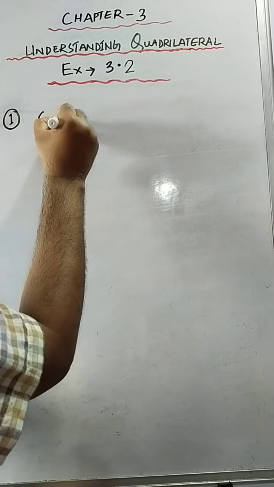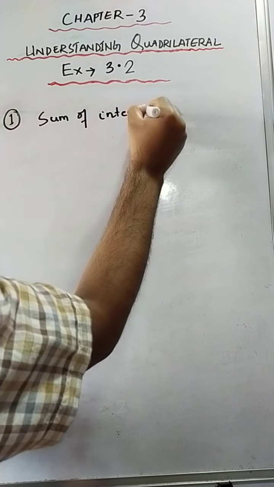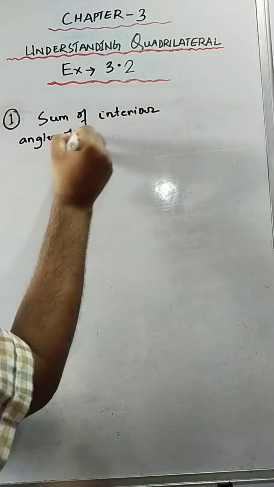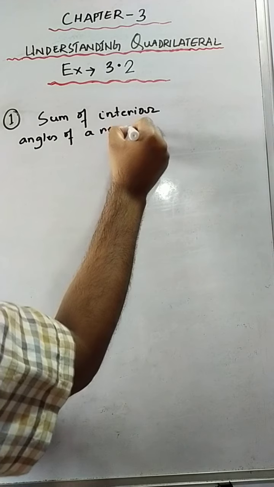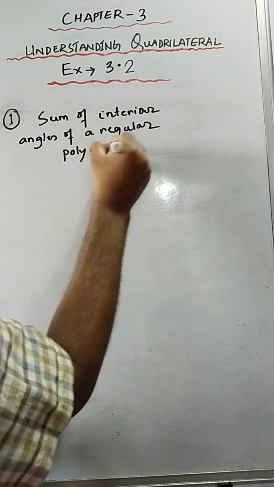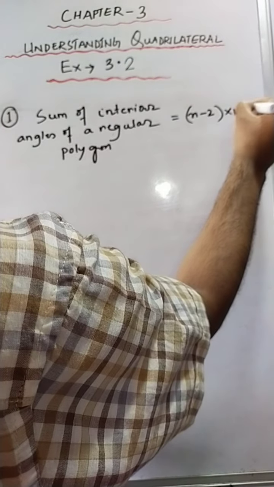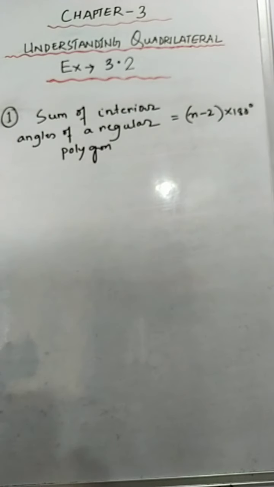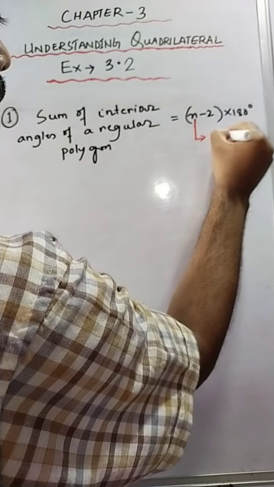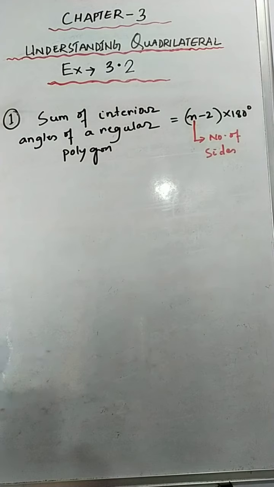Sum of interior angles of a regular polygon. So we have studied this. So the formula is n minus 2 into 180 degree, and n stands for number of sides. Okay, I hope all of you remember this formula.